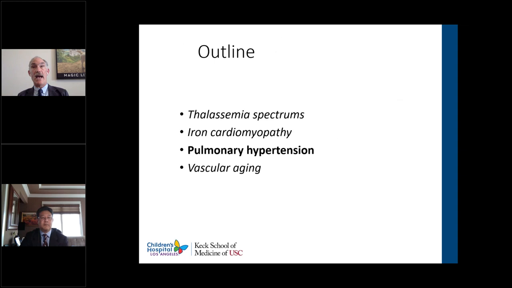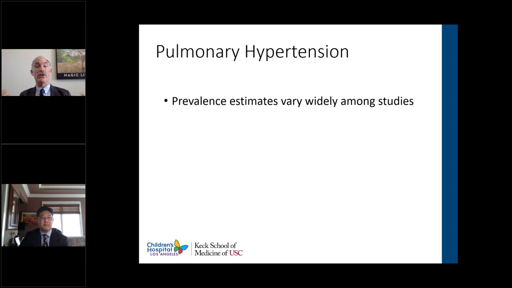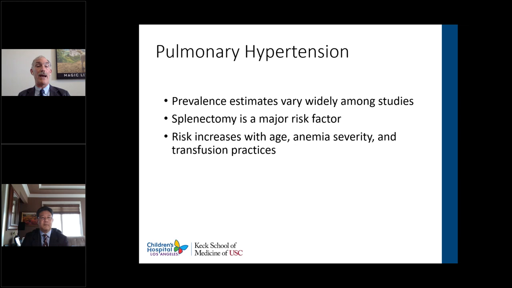So now turning to pulmonary hypertension. If you look through the literature, the prevalence of pulmonary hypertension varies wildly among the different centers. And the reason for that is that splenectomy is a very strong risk factor, and splenectomy practices are quite center dependent. The other thing is that the risk of pulmonary hypertension increases with age. It increases with the anemia severity. Therefore, transfusion practices also are a very powerful mediator of pulmonary hypertension risk. So, as you might expect, most thalassemia intermedia patients are more anemic and have splenectomy, so they are at the highest risk of pulmonary hypertension. It does occur in well-transfused thalassemia major, but it's quite rare.